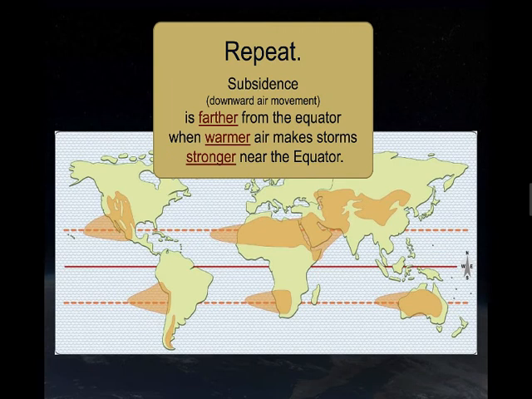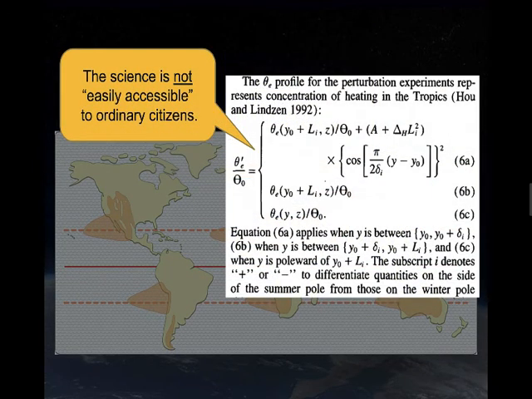Let me repeat that. The subsidence, the downward air movement that causes deserts, is going to be a little farther away from the equator if warmer air makes the storm stronger near the equator. Now, the science that backs this up is not what I would call easily accessible for ordinary citizens.